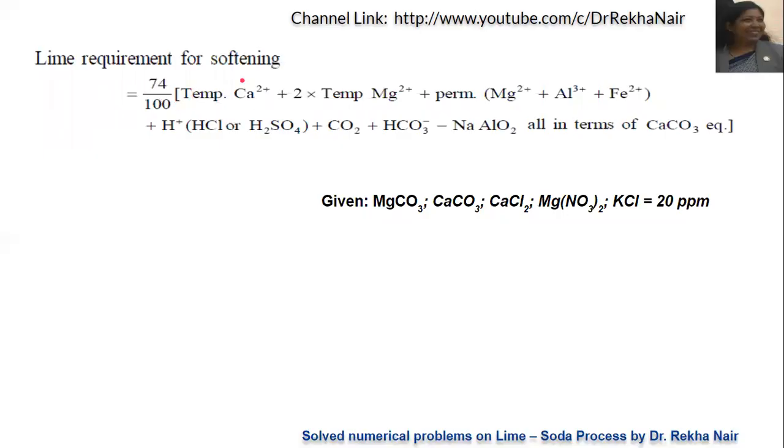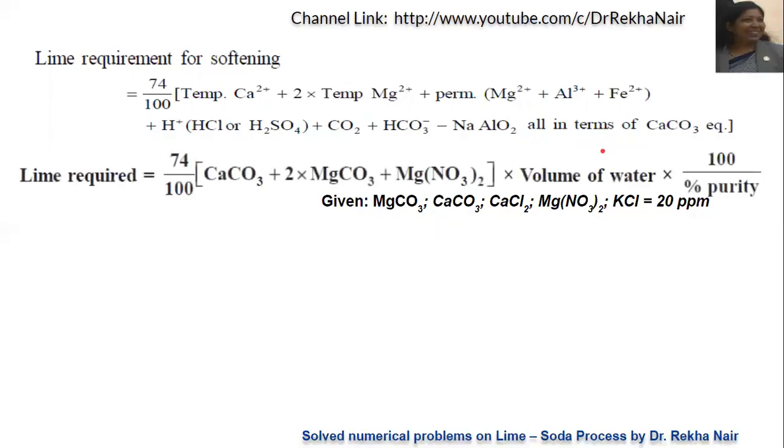Temporary calcium: all carbonates and bicarbonates are temporary. So here there is calcium carbonate, so instead of temporary calcium, we can write calcium carbonate. 2 into temporary magnesium. Temporary magnesium is magnesium carbonate. Permanent magnesium is magnesium nitrate, and all other constituents are absent in the water. So the formula will come out to be 74 upon 100.